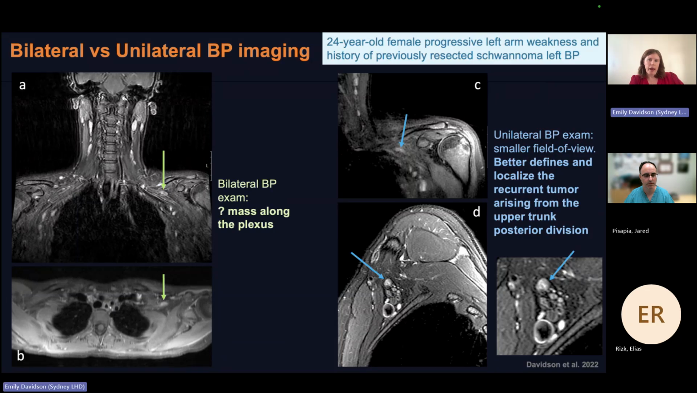This is a case of a patient who'd had a previous schwannoma that was resected, and it's just a nice example of highlighting the difference between performing this sort of older style bilateral exam, where we're comparing right and left, compared to a unilateral exam. On the bilateral exam, we can see that the lesion is mid-level of the plexus, but on the unilateral exam, we can actually localize it to the upper trunk posterior division, a recurrent schwannoma.